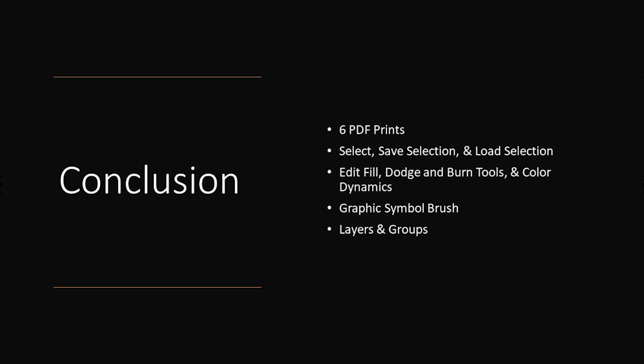The Edit Fill feature, Dodge and Burn tools, and Color Dynamics options were used to turn the saved selections into realistically rendered plants, accessories, and hardscaping. After applying color, graphic symbol brushes were used to apply graphic symbols to the plants to help differentiate between the different types of plants used in the drawing. Finally, all of the different components were organized into layers, and the layers were grouped into folders.